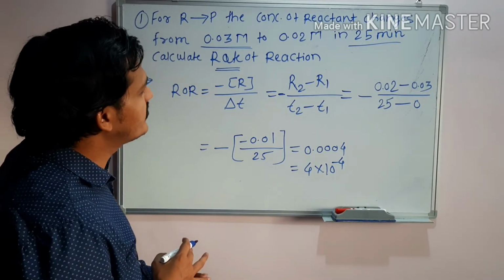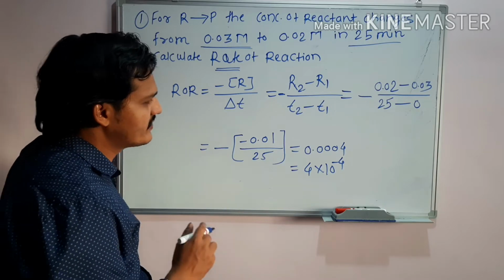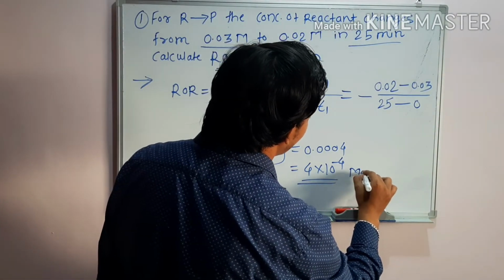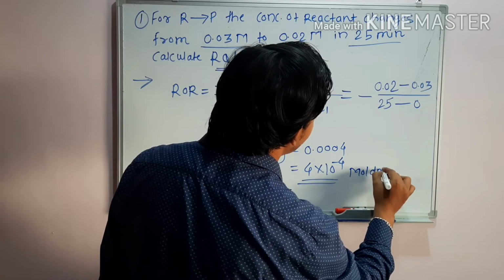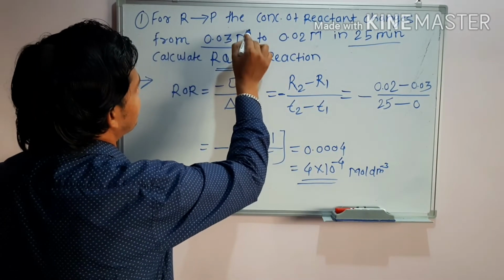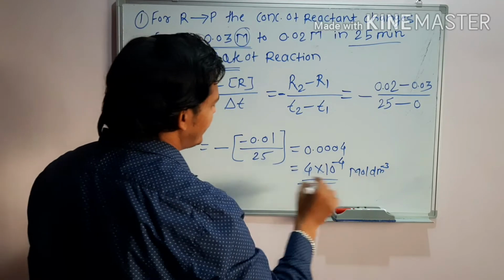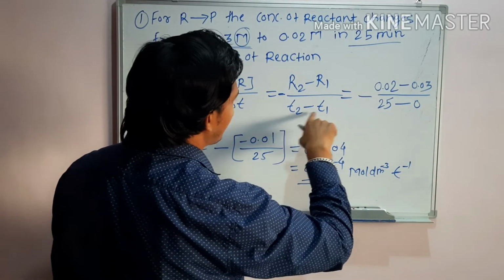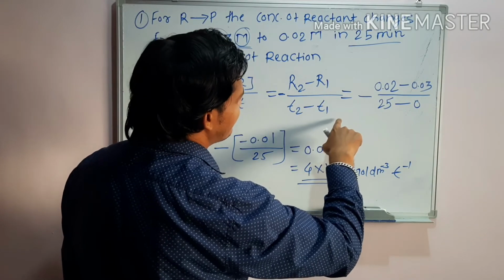Okay, then what is the unit for that given equation? So what is the unit of rate of reaction? Mole per dm cube, because concentration is expressed in molarity. Molarity means mole per dm cube. And time inverse, because time is expressed in second, minute, hour.